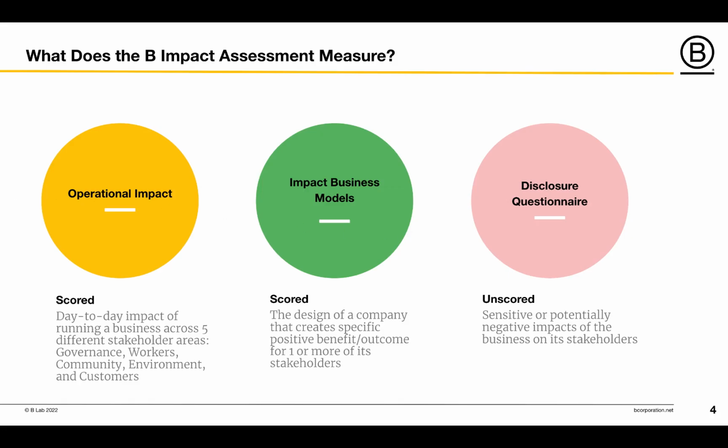So now let's examine, what does the B-Impact assessment measure? IBMs are one of 3 underlying aspects of a company's social and environmental performance that is assessed. The first aspect is operational impact, which makes up the majority of the assessment. This section seeks to capture the operational performance of your company as it is managed and operated on a day-to-day basis.